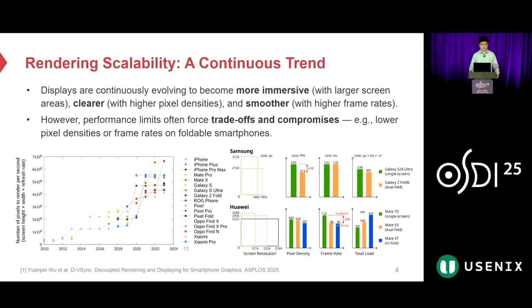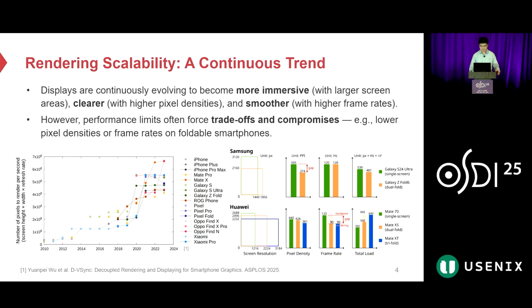And this demand is continuous. Displays are constantly evolving to become more immersive with larger screen areas, clearer with higher pixel densities, and smoother with higher frame rates. The figure on the left shows the number of pixels flagship smartphones need to render per second since 2010. However, the performance of the underlying rendering service often becomes a bottleneck.